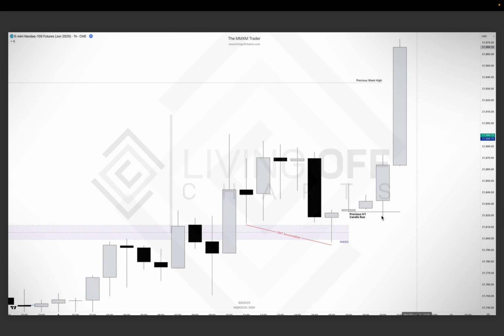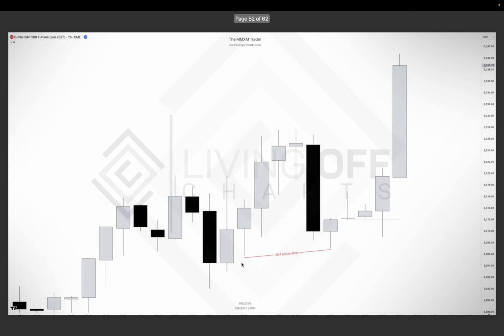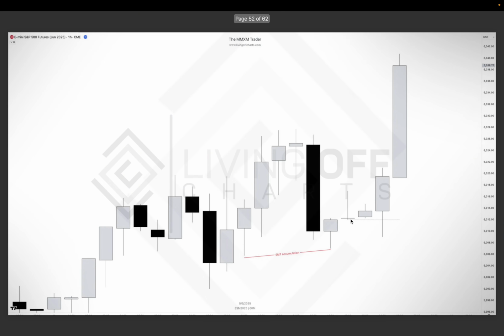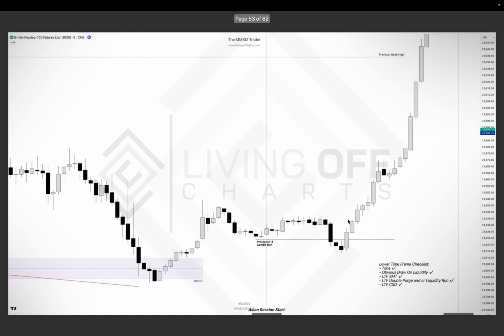Keep in mind, this is within those 4 hours that we're expecting to be distribution. That is critical. This is not before, this is not after. It is within those 4 hours. We also get that higher time frame SMT here. You can see that right there. That's why this is ES. You can see right there, NASDAQ takes the low, right? So you have that higher time frame SMT and the previous hourly candle low run.